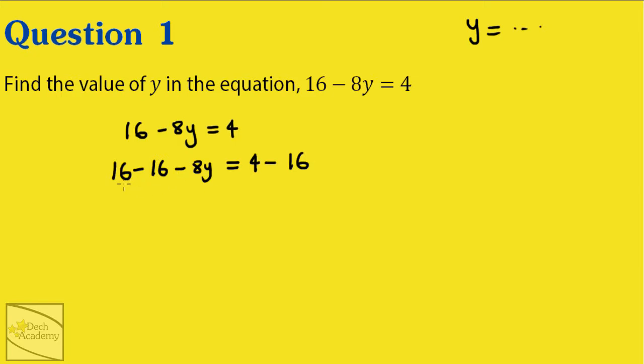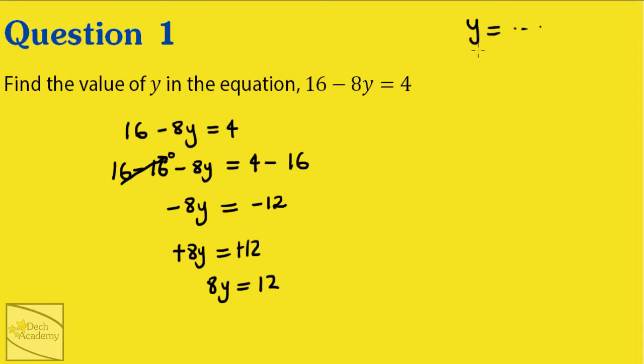So 16 minus 16 is 0. So the left-hand side is now minus 8y is equal to 4 minus 16, which is minus 12. So I can multiply both sides by minus 1, and that gives plus 8y is equal to plus 12, which can be written as 8y is equal to 12. So in order to just have y on the left-hand side, so y equals something, I need to get rid of this 8. And I can achieve this by dividing both sides by 8.